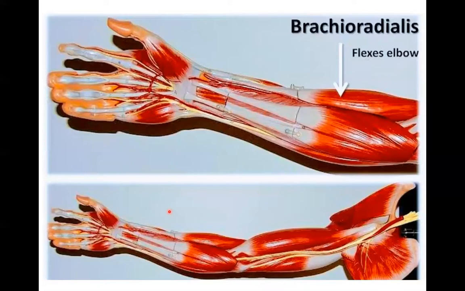And it separates the anterior compartment of the arm from the posterior compartment of the arm. So brachioradialis has its origin on the humerus, on that lateral epicondyle, and its insertion on the styloid process of the radius. So it doesn't cross the wrist, and it contributes to flexion of the forearm at the elbow.